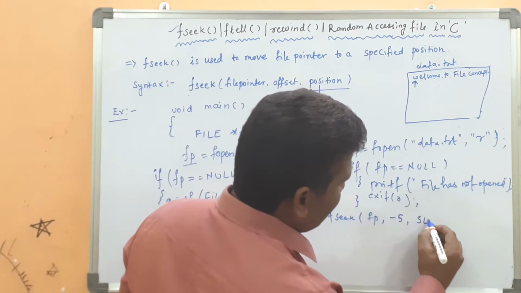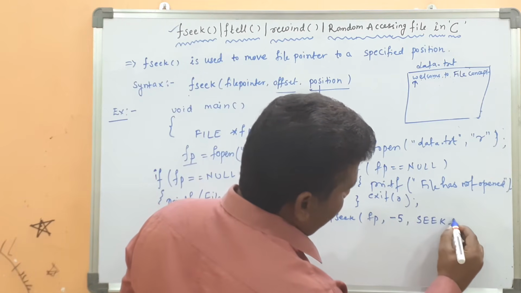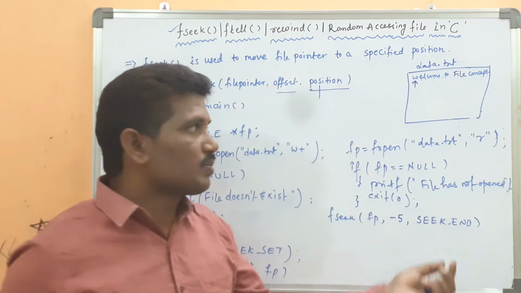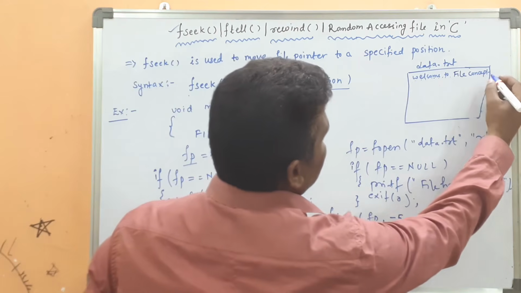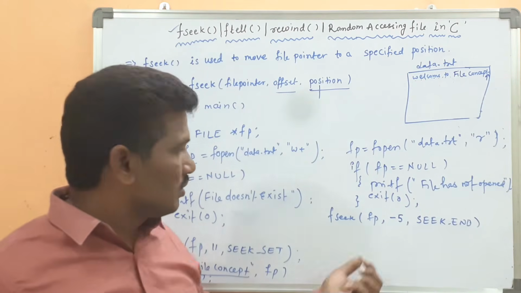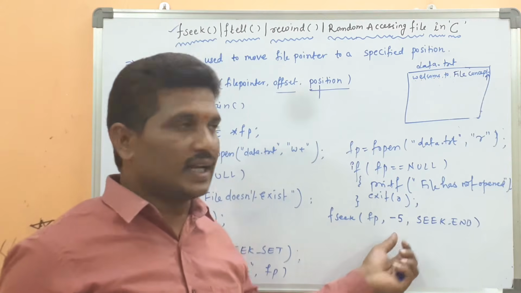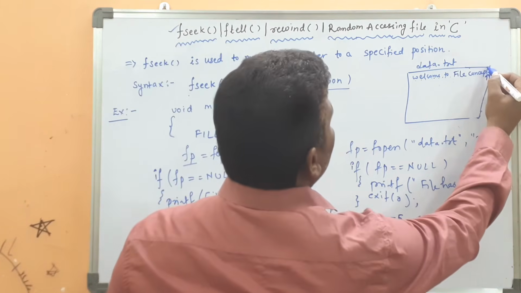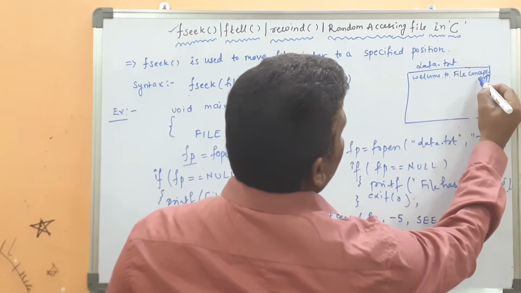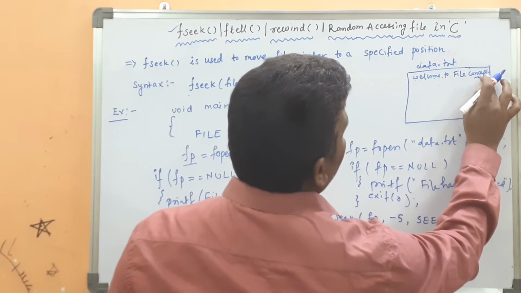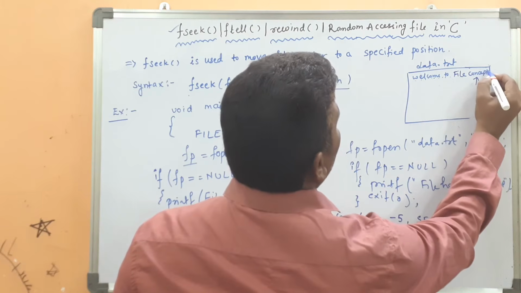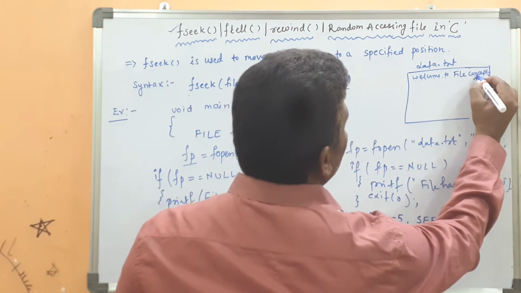then SEEK_END, because SEEK_END means by default the file pointer will be at the last, then it will move 5 bytes in a backward direction: -1, -2, -3, -4, -5. The cursor will be at the n character.